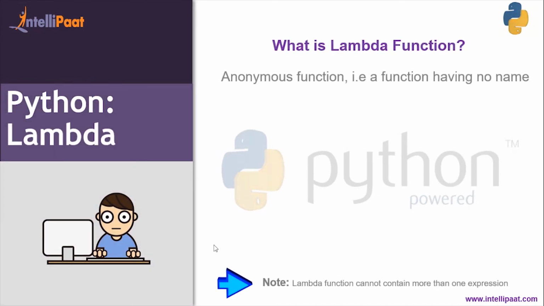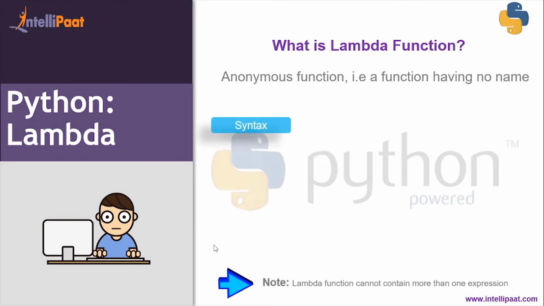Now let's discuss the lambda function in Python. So what is this lambda function? Well, a lambda function is a small anonymous function. A lambda function can take any number of arguments but can only have one expression. Note the fact that a lambda function cannot have more than one expression.